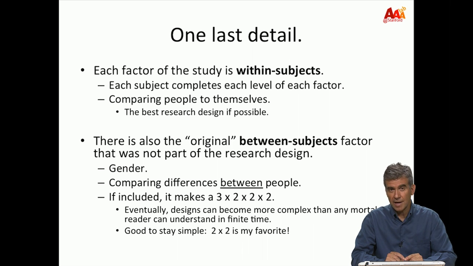So you can keep adding factors, and it's kind of a rookie mistake when you design your first experiment that you start to think of all the things that can make a difference, and you add them as a factor. And you get sort of a 3 by 2 by 2 by 2 by 5 by 3. And these become more complex than any mortal person can understand in a finite amount of time. So it's good to resist and stay simple. You do a simple experiment to start with, and if it works, then you get a little more complicated. 2 by 2 is my particular favorite. It's as simple as it gets, but the interaction's very useful to try and find.